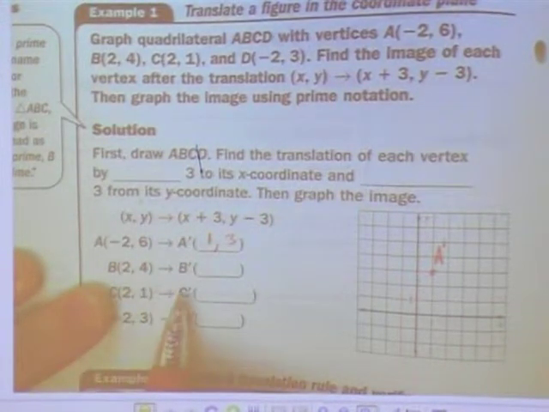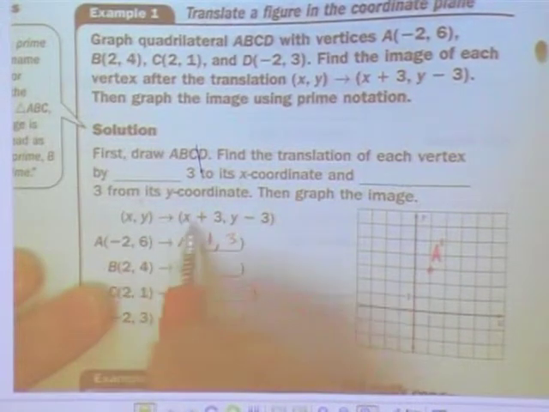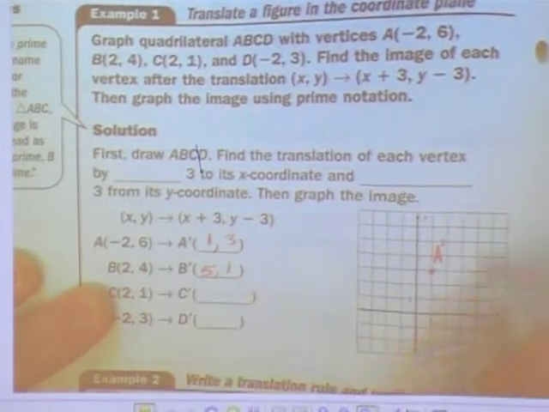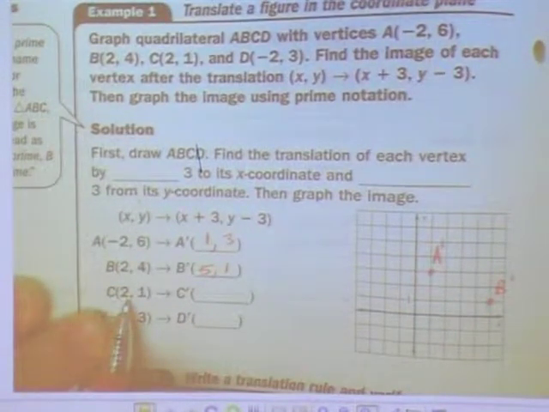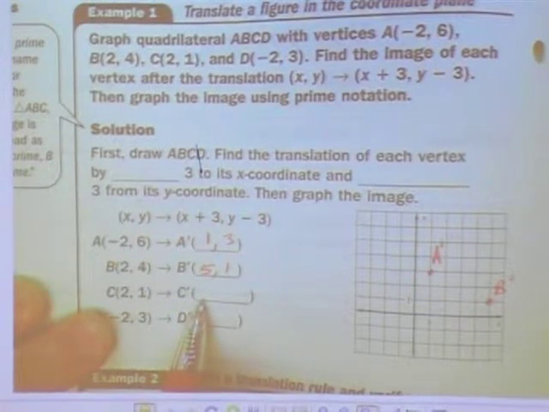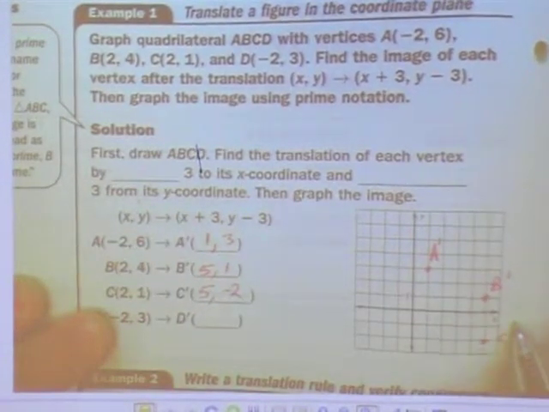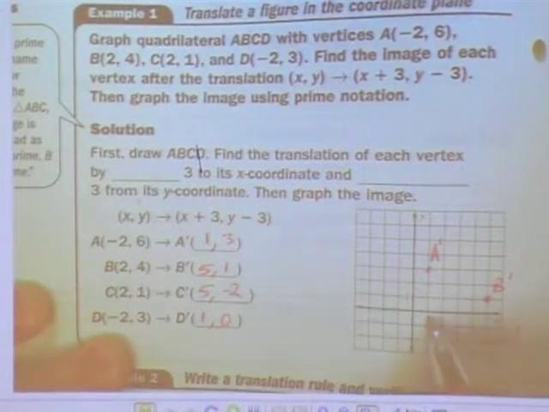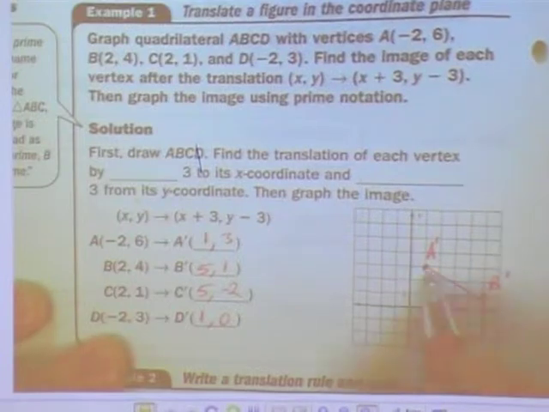Napoli, what's B prime? What is 2 plus 3? 5. And what is 4 minus 3? 1. There's B prime, 5, 1. What do I get there? Mason. 5, negative 2. That's C prime. And D prime, the other Mason. 1, 0. There's D prime.